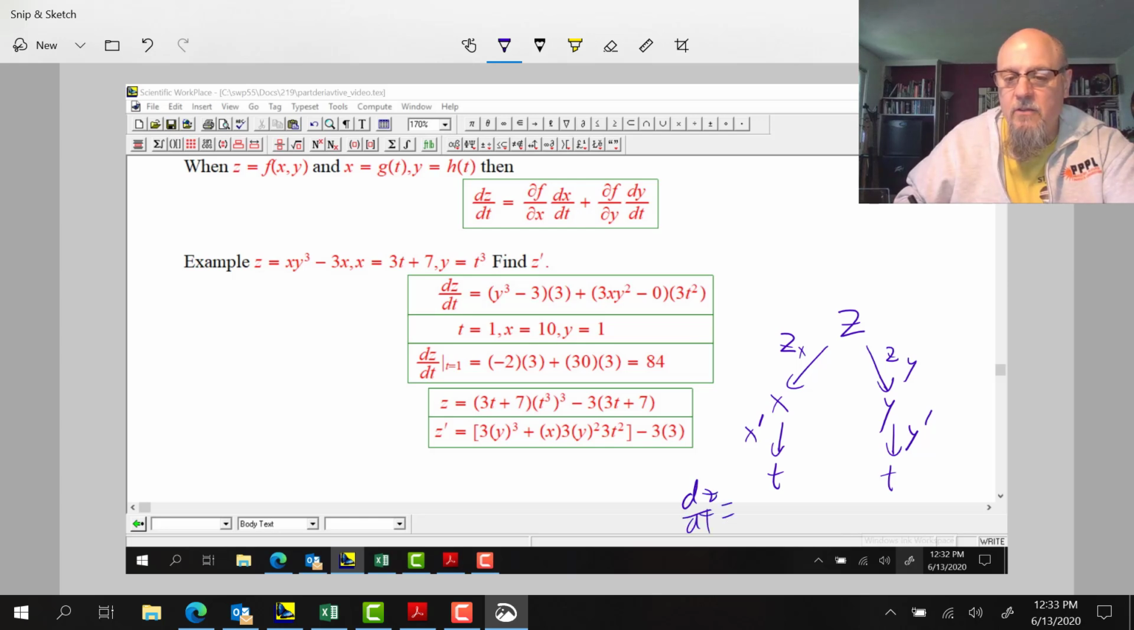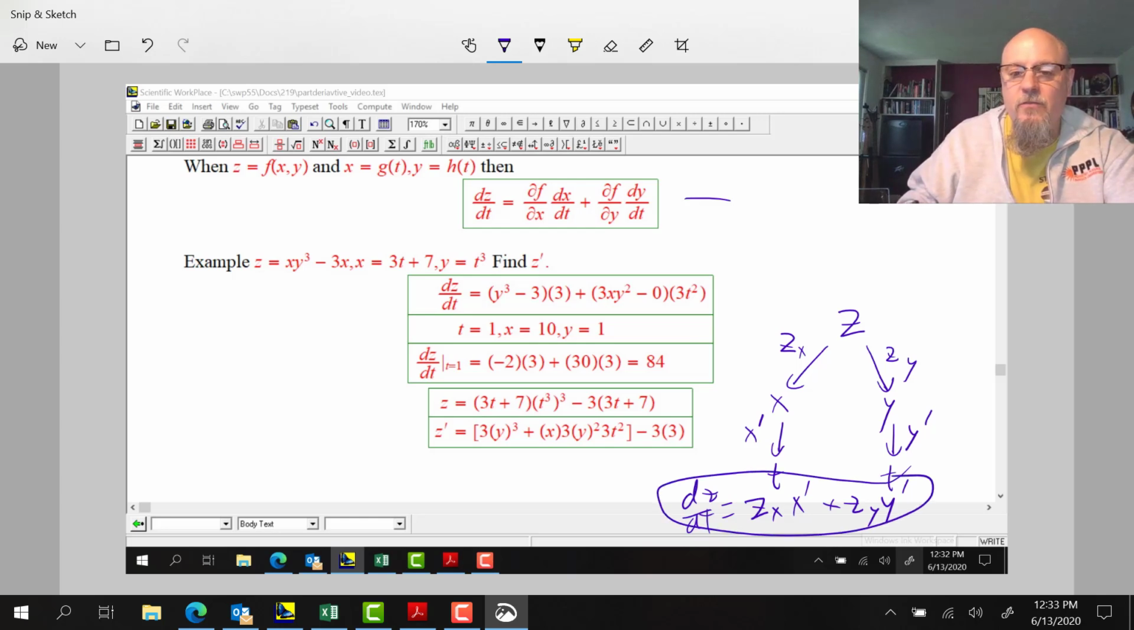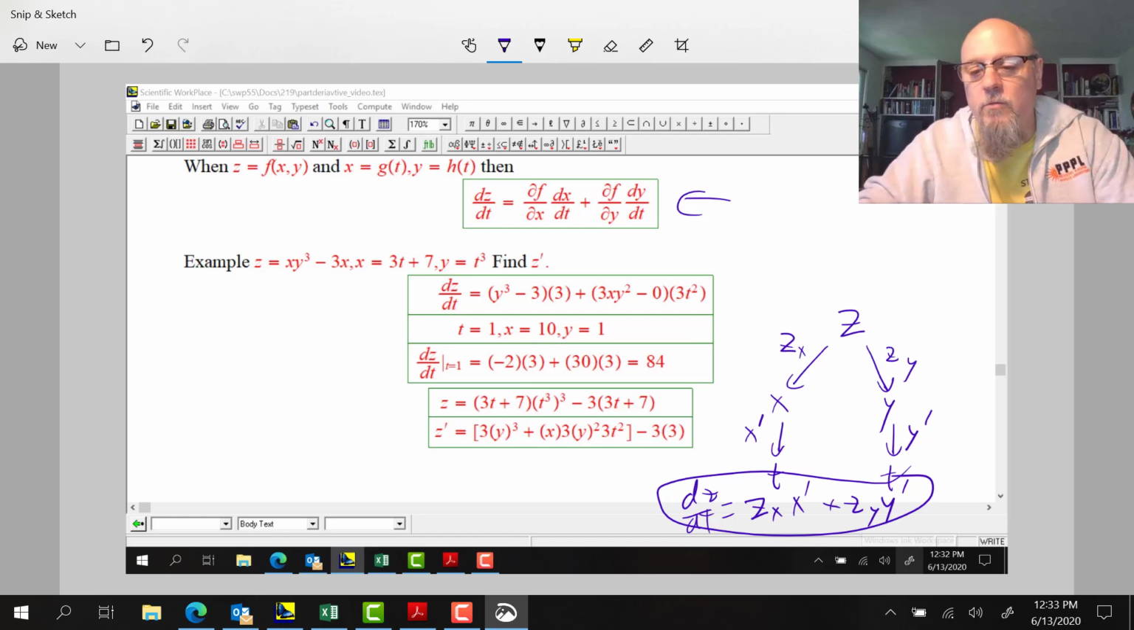So dz dt is equal to z sub x, x prime, plus z sub y, y prime. Now there's this formula. I'm mixing my notations, but I don't have any of the funny d's, so that's a good thing. But the tree diagram works in this case.